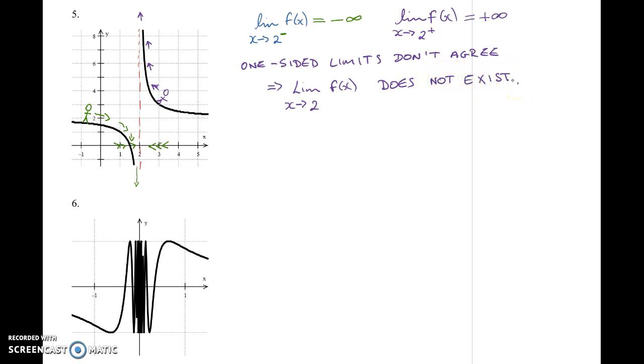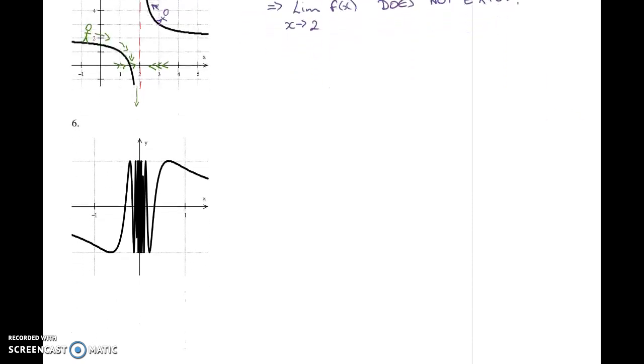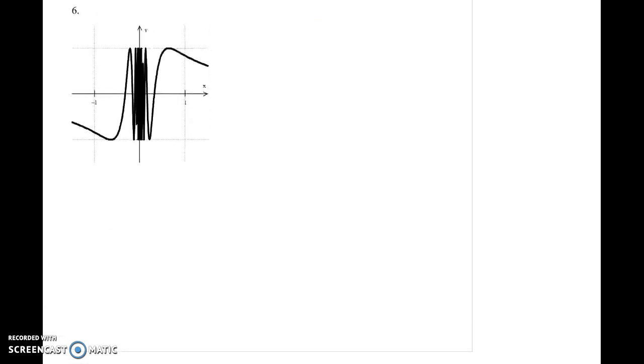So that's number 5, and then in number 6, what we have is a graph that oscillates indefinitely. Now this is the graph of f of x equals sine of 1 over x. What we're going to try and do here is estimate the limit as x gets closer and closer to 0.